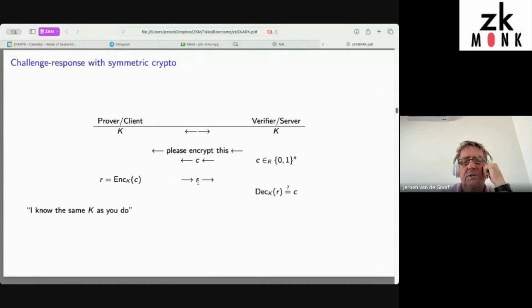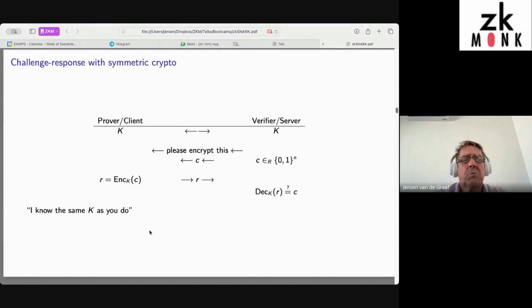which results in R. R is the response. And so the verifier, or the server, gets R, has the key, and is going to check if the decryption is equal to the original challenge. So this is like a protocol that says, I know the same key as you do. And I like this protocol because it is a very intuitive way to explain what zero knowledge is about.